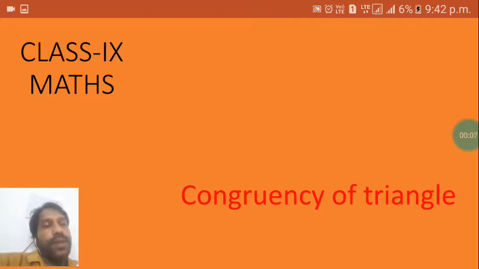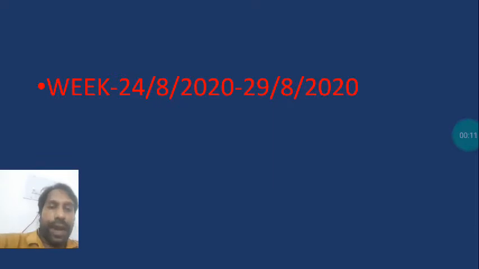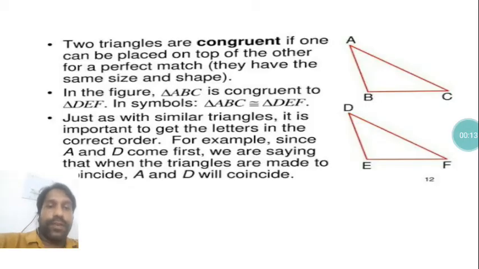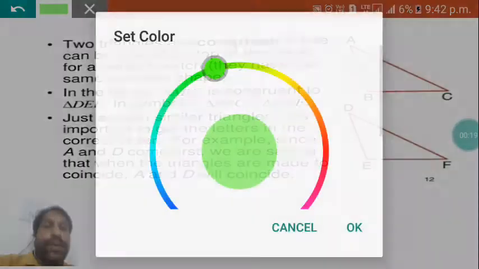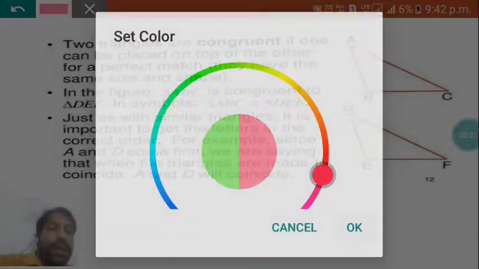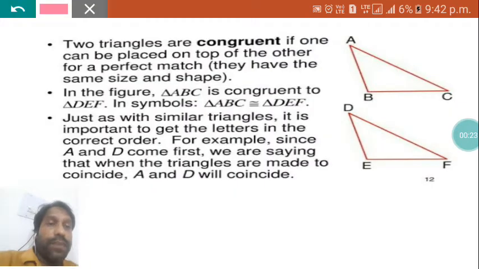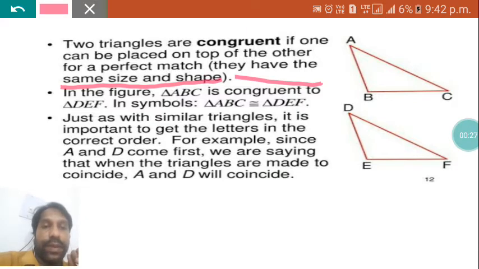So, we are going to study about congruency of triangles. Okay, what is congruency? No need to discuss. Congruency is when two triangles have the same shape and size. This is very important: they should have the same shape and the same size also. And this is the symbol we use to represent congruency.